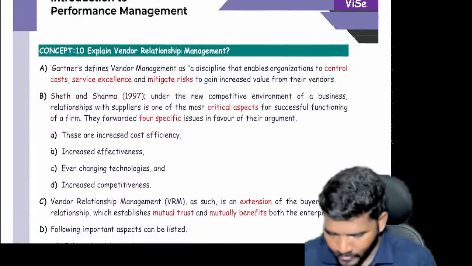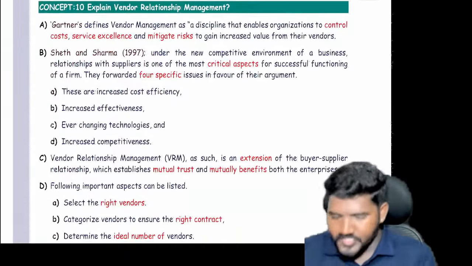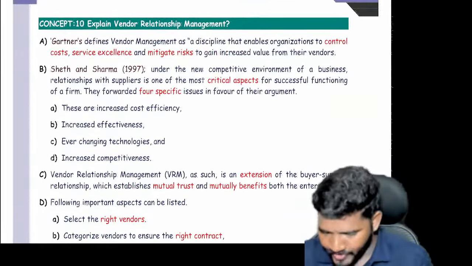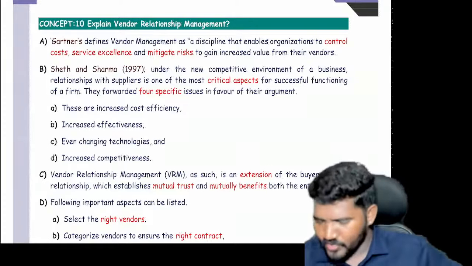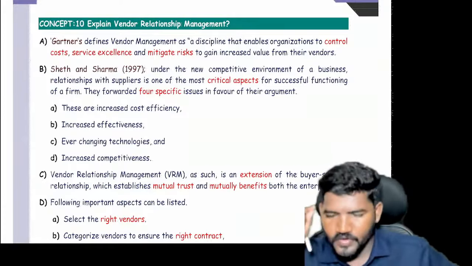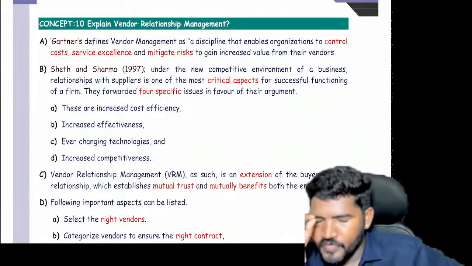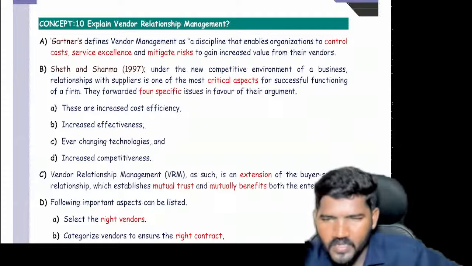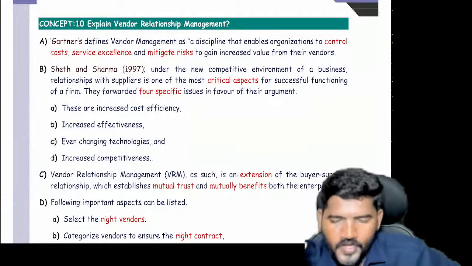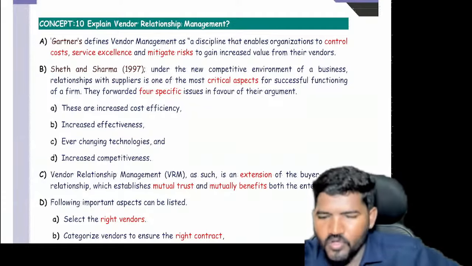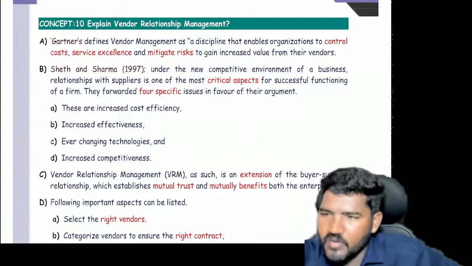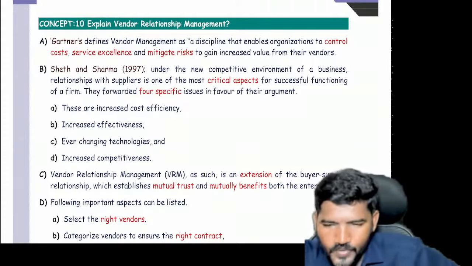Next, explain the vendor relationship management. Different persons provided different definitions regarding vendor relationship management. If you maintain a good relationship with the vendor, your competition will be reduced, your time will be reduced, your cost will be reduced. They are focusing only on these three points: efficiency, competition, cost and time.